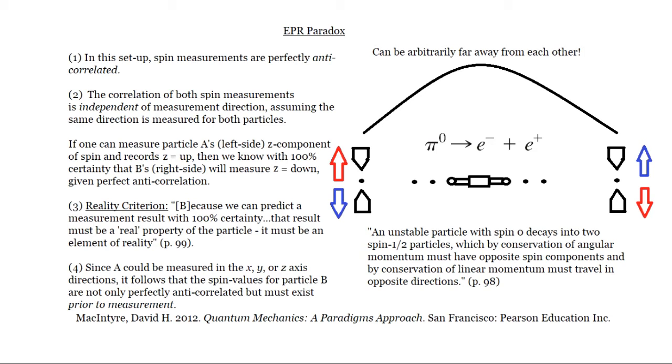At step 3, EPR introduced what's called the reality criterion, which is a key assumption in their reasoning. To quote, because we can predict a measurement result with 100% certainty in certain circumstances, that result must be, to quote, a real property of the particle. It must be an element of reality.